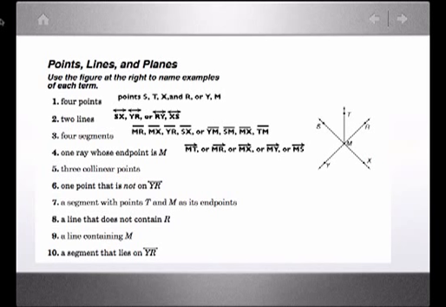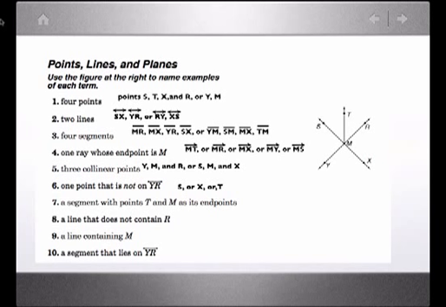5 asks us to name 3 collinear points. Again, remember, that means they have to all lie on the same line. Y, M, and R lie on the same line, or S, M, and X lie on the same line. 6 asks for one point that is not on the line YR. 3 points, S, X, and T, do not lie on that line.